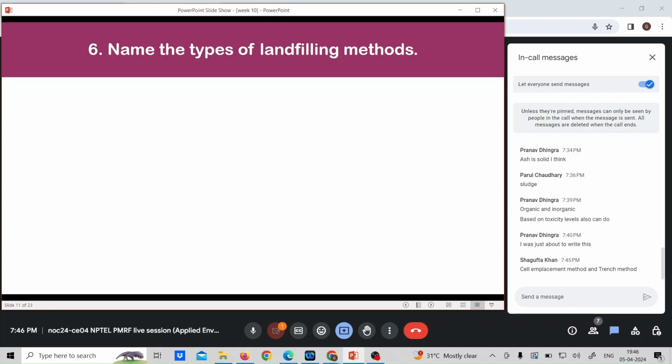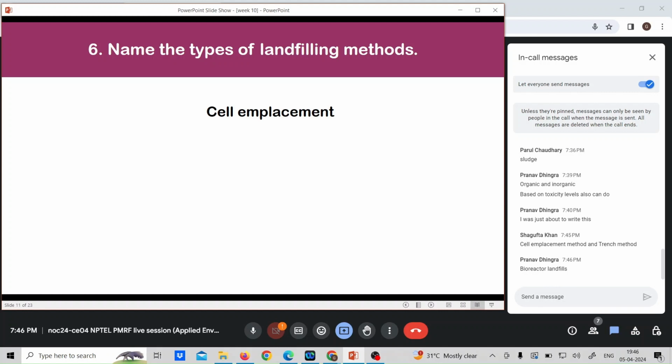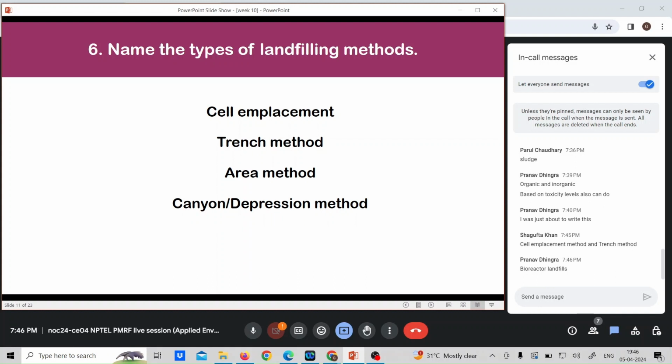Okay, cell emplacement method and trench method. You are absolutely right. This question was placed in this presentation just to let you know about a few other landfilling methods also. So yes, you have cell emplacement, you have trench, you have something called the area method of landfilling, and you have a canyon or depression method. These are generally discussed in textbooks basically.